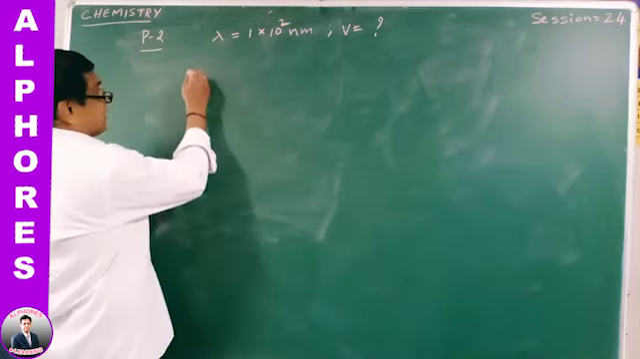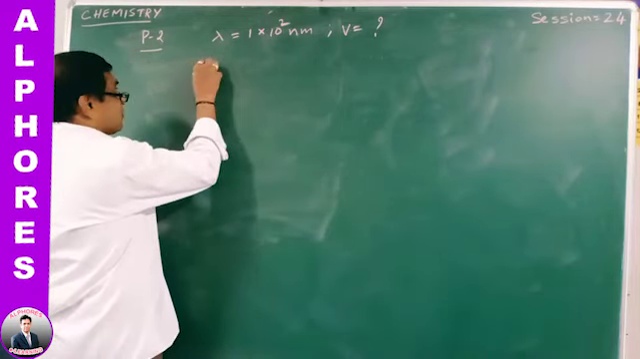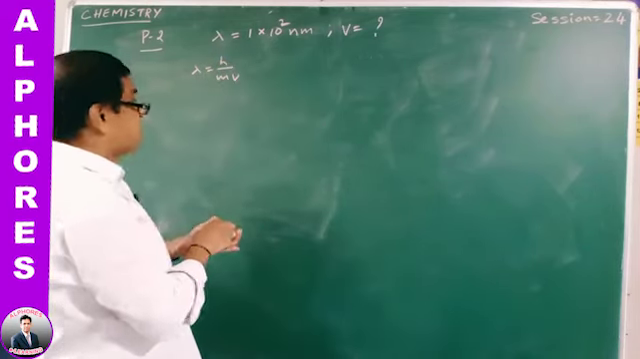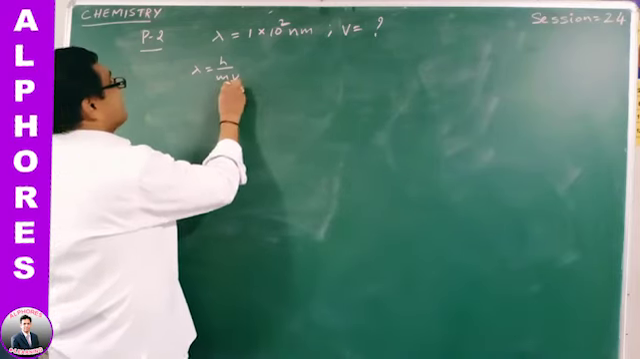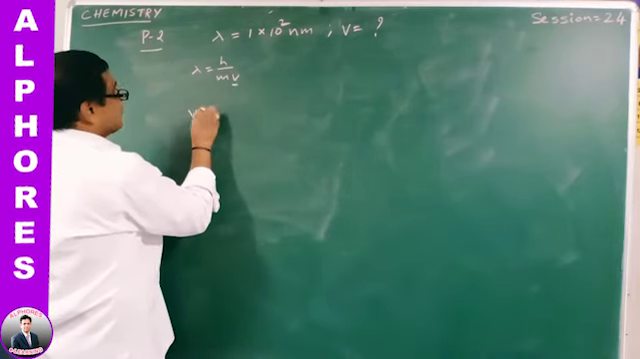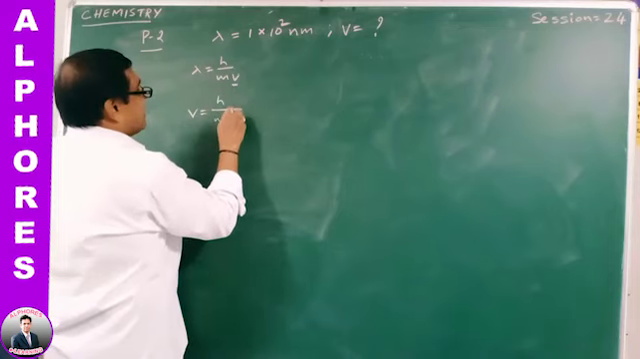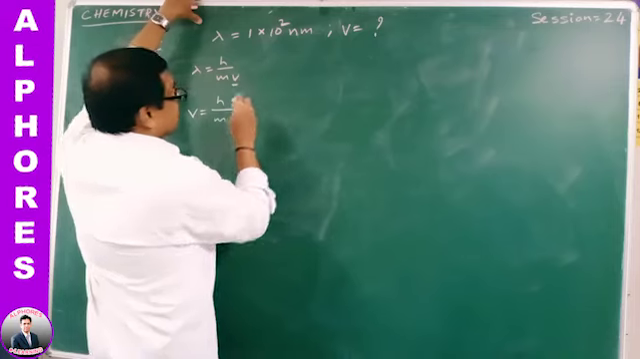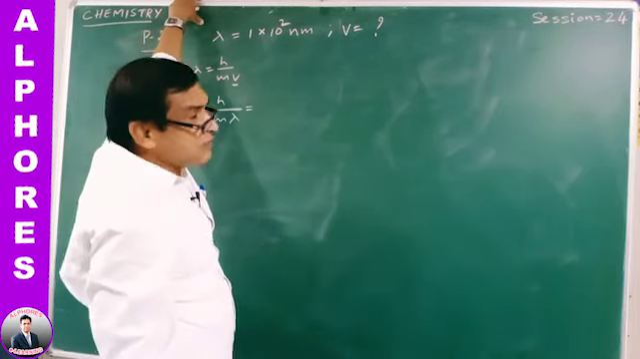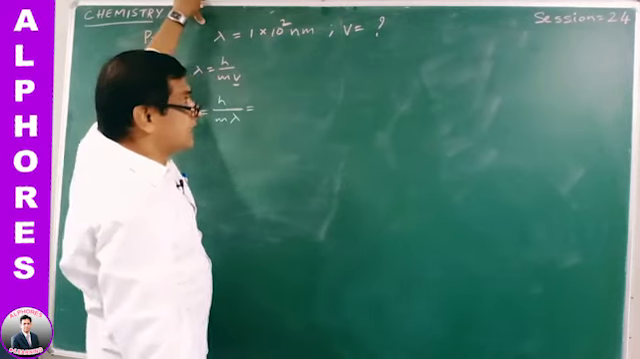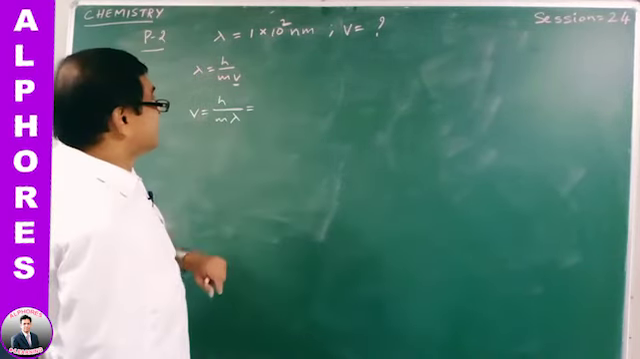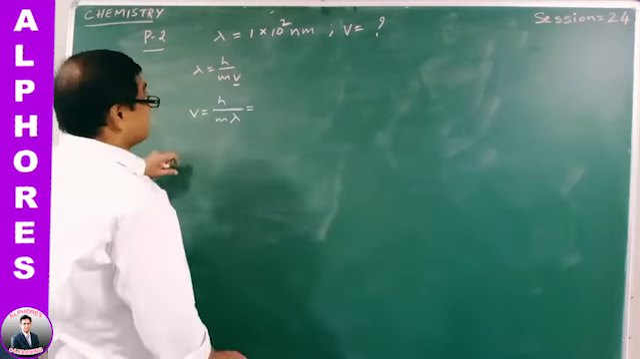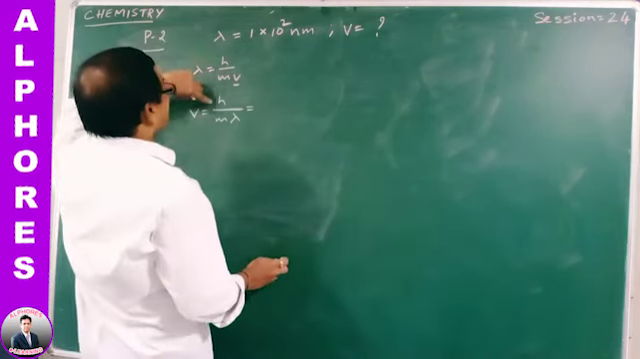Now let us take the basic fundamental formula. Lambda equals h by mv. Now we have to calculate velocity. Velocity equals h by m into lambda. That is the formula for us. Options are given in centimeters per second, CGS units, so we should consider all the data in CGS units only. That is important.